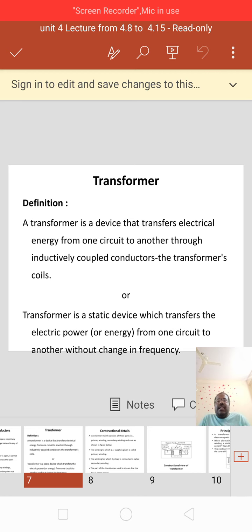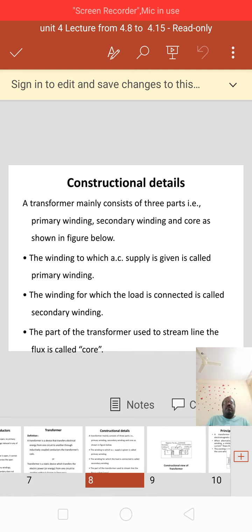A transformer is a device that transfers electric energy from one circuit to another through inductively coupled conductors, the transformer's coils. A transformer is a static device which transfers the electric power or energy from one circuit to another without change in frequency. It is the definition of transformer.